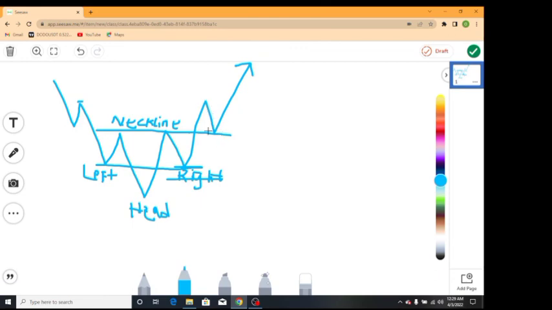Then you can wait for a test of this neckline, which is the resistance. So your second entry will be around here, your stop loss will be here, and then you ride the market up from here. I already also covered the FIB extension, so you can set a good profit target.